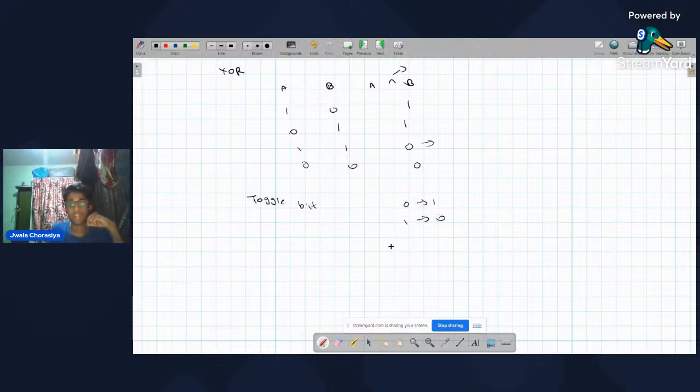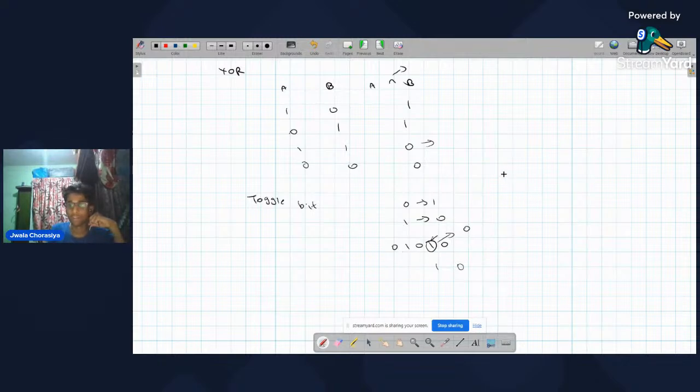Let's say I have 0 1 0 1 0. What will I do? Just see it. Let's say I want to toggle this bit. First of all, it's a set bit, so I have to convert it to 0. So what will I do? I will do XOR with 1, so it will become 0.